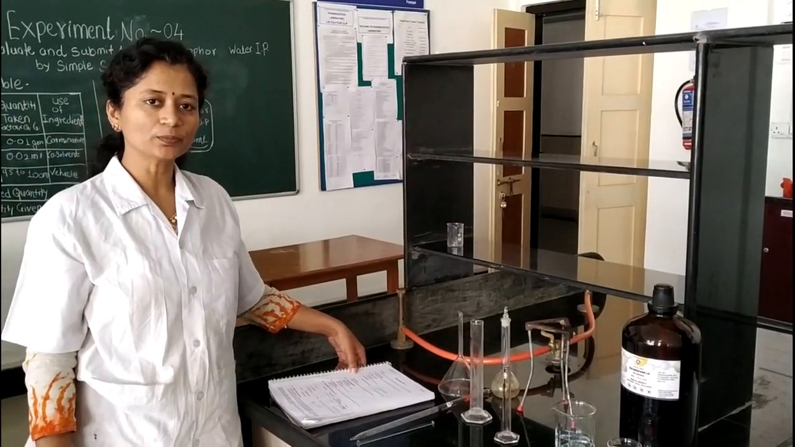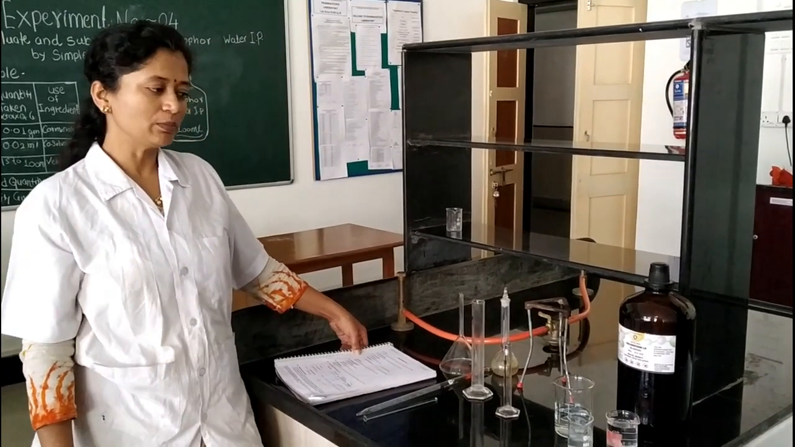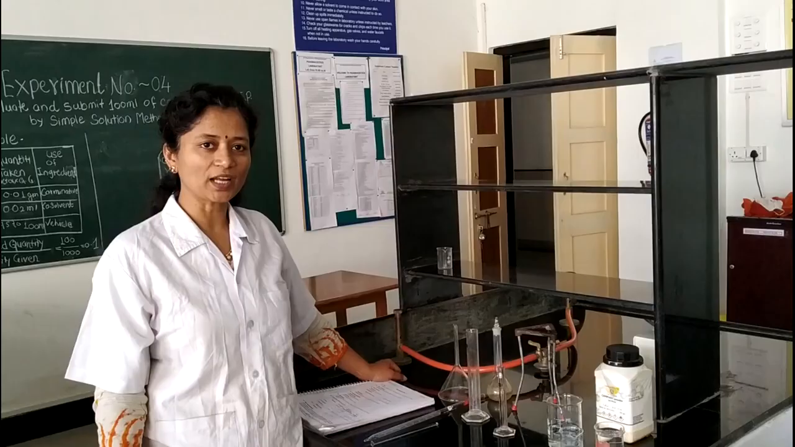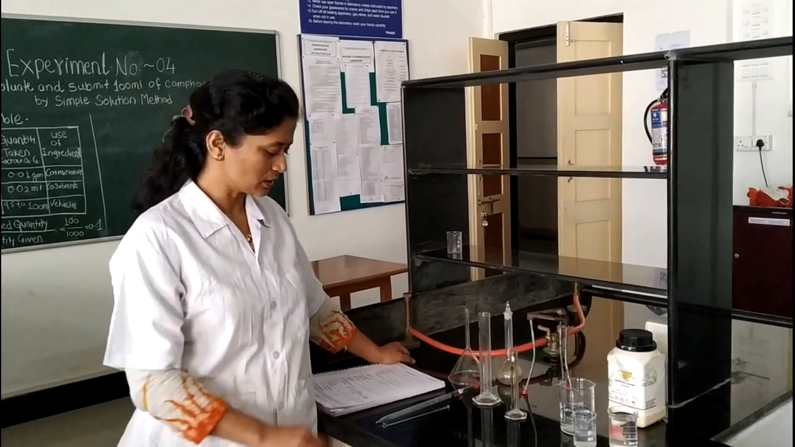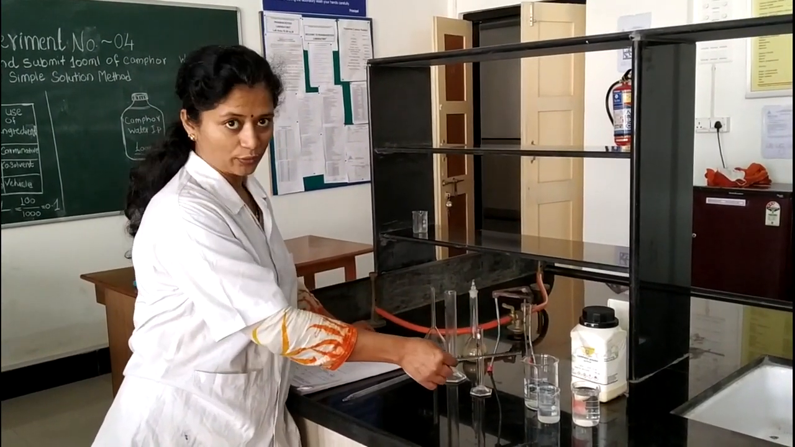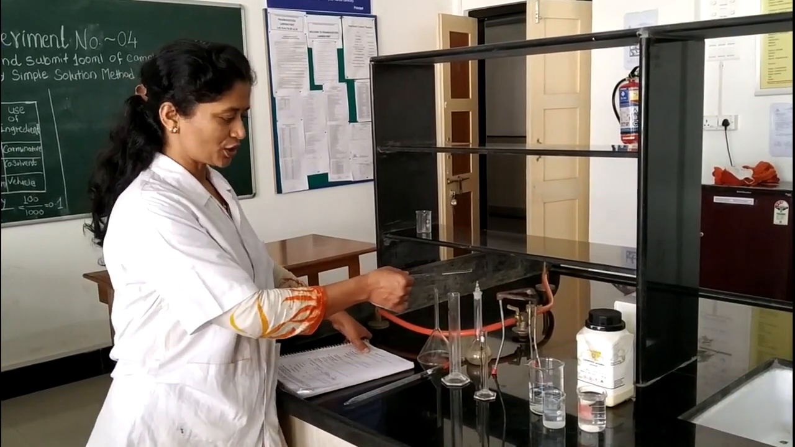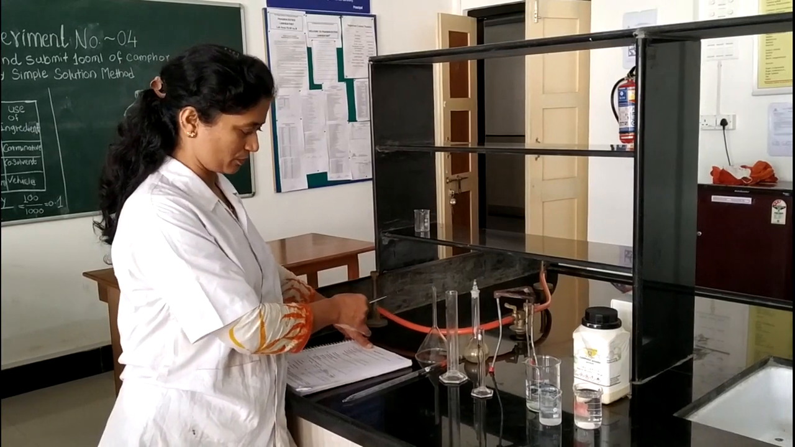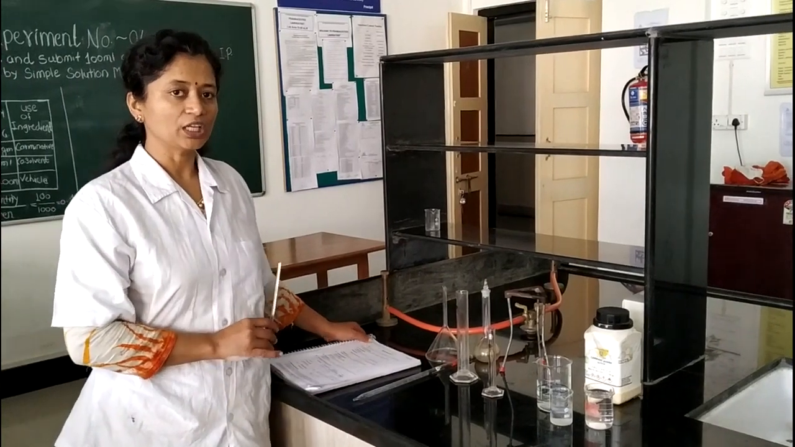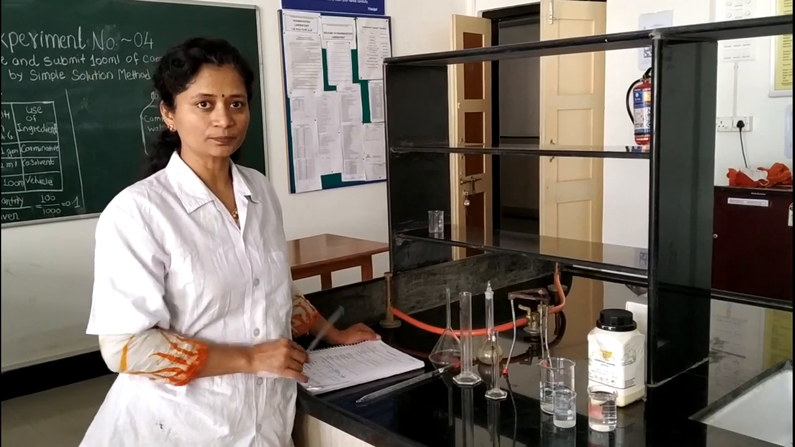For camphor water IP, we require the chemicals camphor powder and purified water, and the apparatus required are measuring cylinders, pipette, stand, volumetric flask, beaker, and filter if our preparation has any particulate matter to filter.